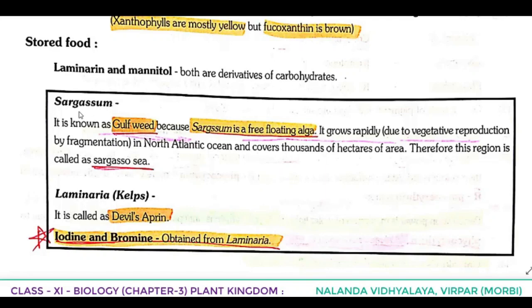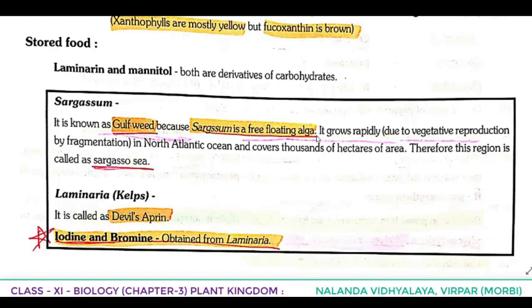Now, Sargassum. It is known as gulf weed. Why? Because Sargassum is a free floating alga. Underline that. It's very important. The question can be asked, which is a free floating alga, otherwise which is known as gulf weed. For both the questions the same answer, that is Sargassum. So Sargassum is known as gulf weed because Sargassum is a free floating alga.